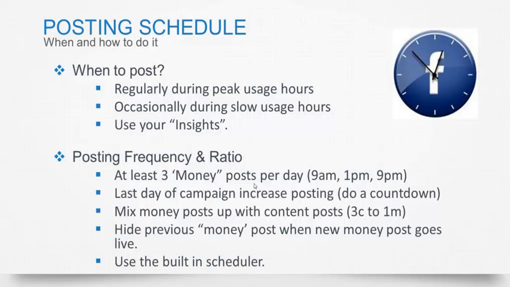So, posting frequency and ratio. This is something else that many people mess up. They just do one kind of post all the time, or they just hammer their people with posts. You can't do that. The generally accepted rule of thumb for effective Facebook marketing is 3 money posts per day, okay? An example could be 9 a.m., 1 p.m., and 9 p.m., which happens to be the peak 3 times on my page, or on one of my pages. Different niches will have different peak times. That's why you need to use your insights to figure out how your page works. All right? On the last day of your campaign, you want to increase the posting frequency. You want to post a lot more.